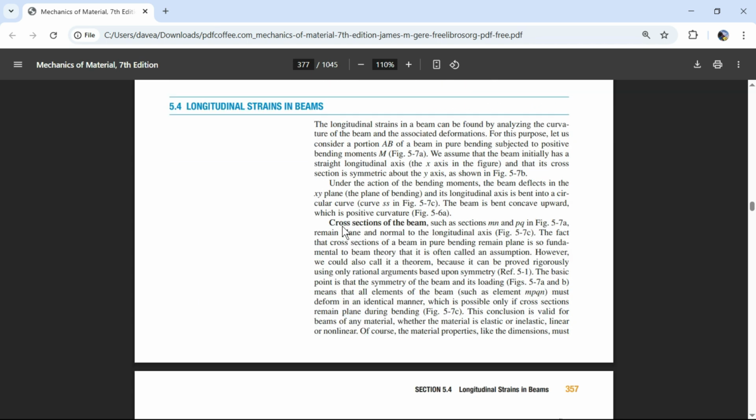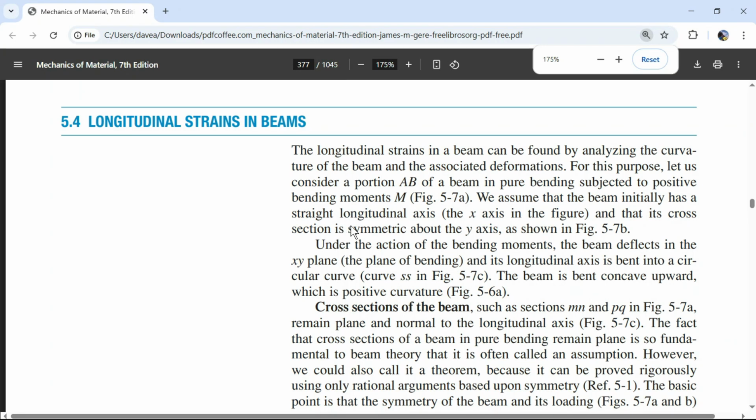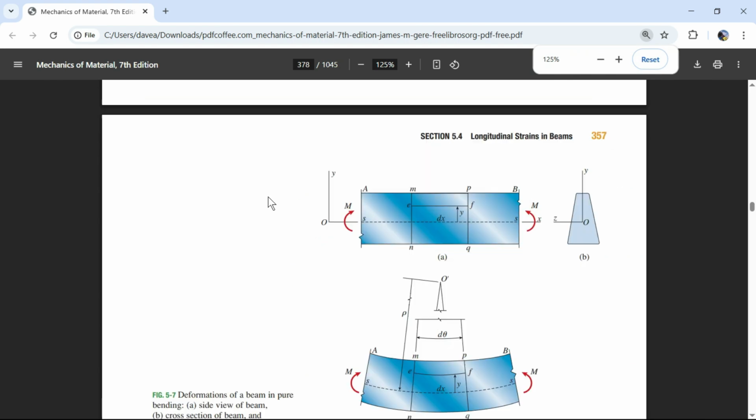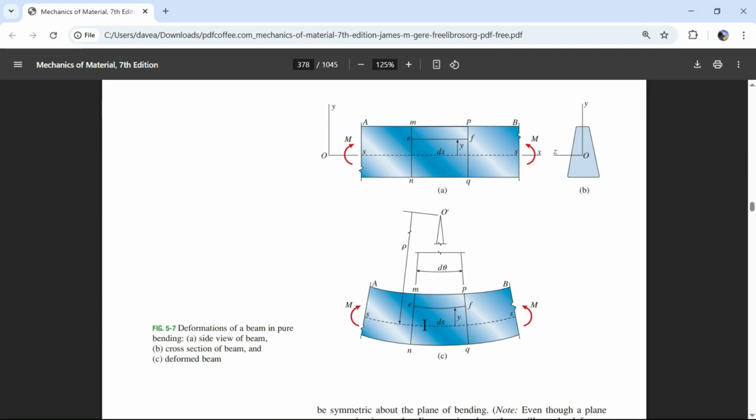So let's start reading some text. All right, so we've got longitudinal strains in beams. This section is going to be about the change in lengths, so we want an equation for that. We know at some point there's a place where nothing changes. This line is still dx. Even though it's curved, its length is still dx compared to an uncurved, unloaded beam.